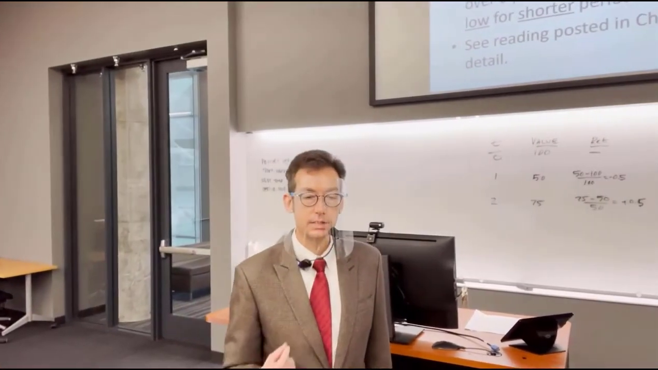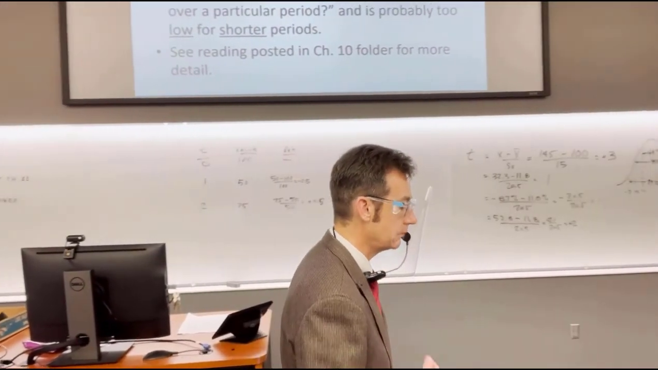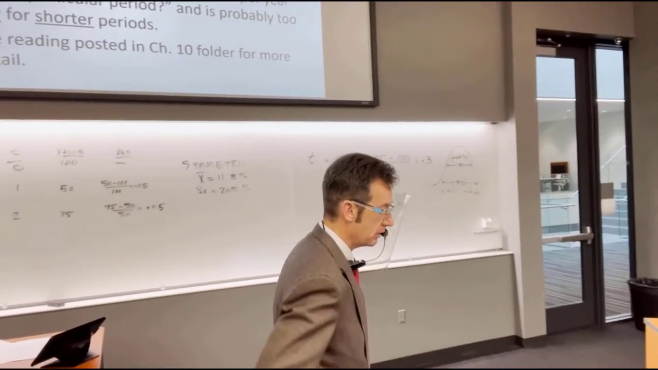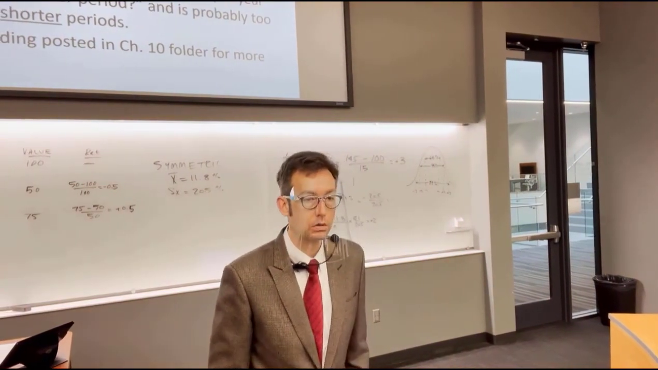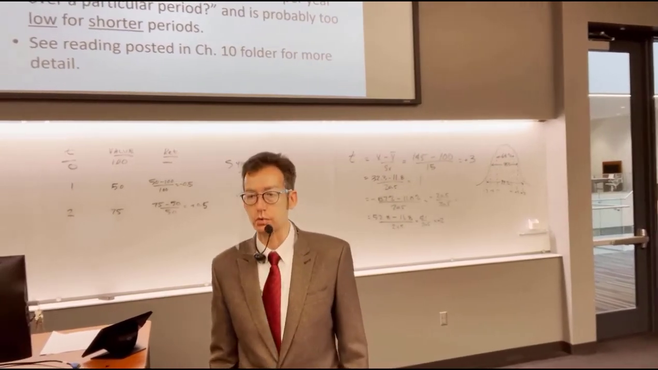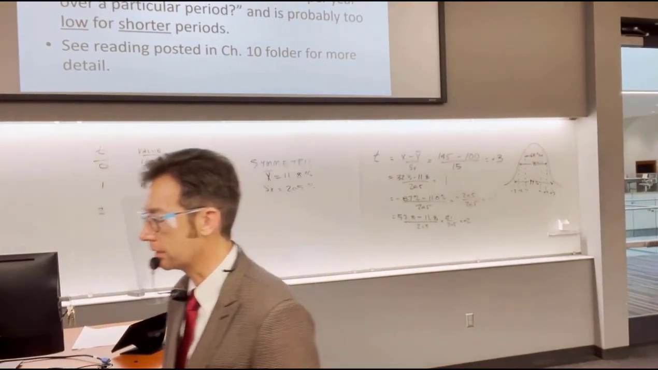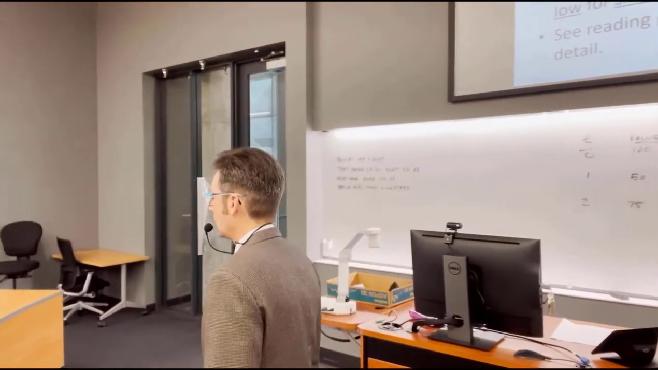I won't go to that next part yet. So, what is your average compound return per year over a particular period? It makes sense that what we just talked about would be correct for that. Now, we say that the arithmetic average is probably too high for longer periods, and the geometric is probably too low for shorter periods. Let's talk about the high-low first.